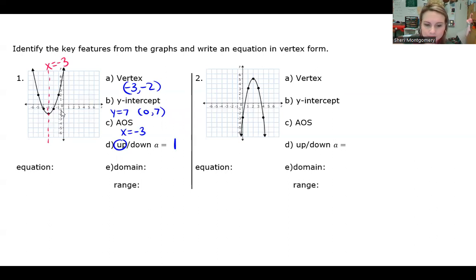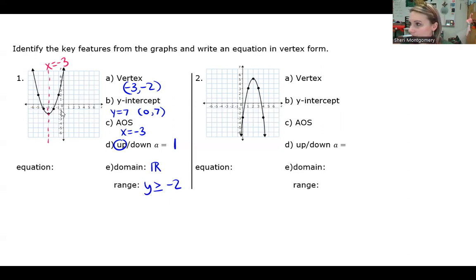The domain, what is it? All day, every day. All real numbers. For our range, what do you think it is? We know it goes with y. y is greater than or equal to -2. Very good.